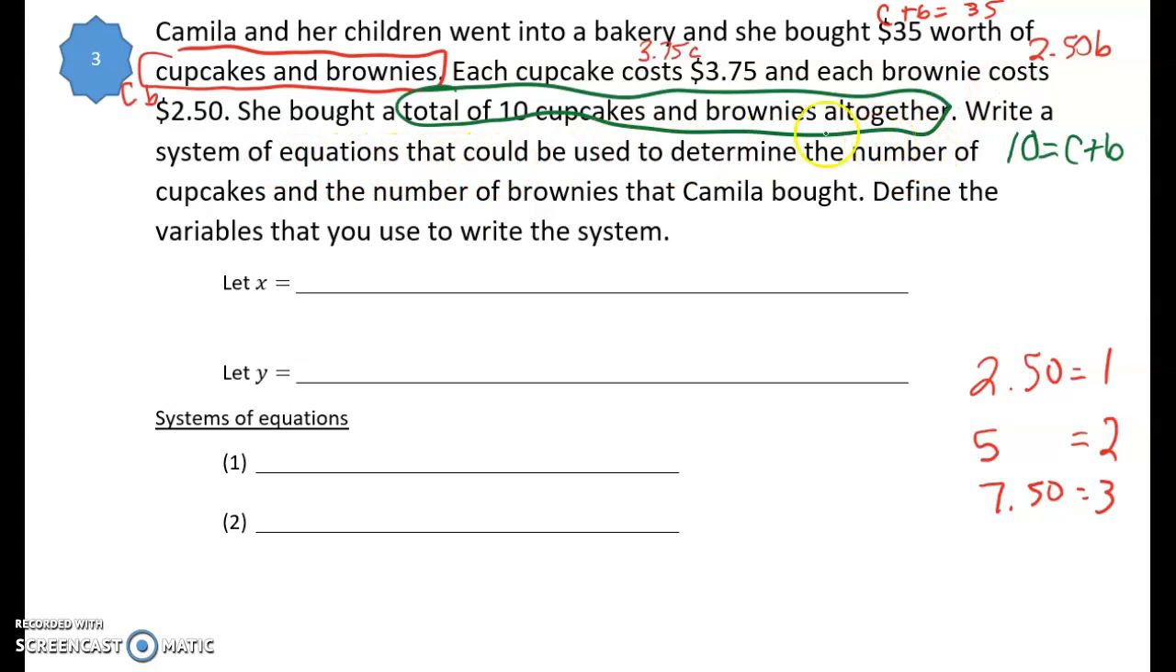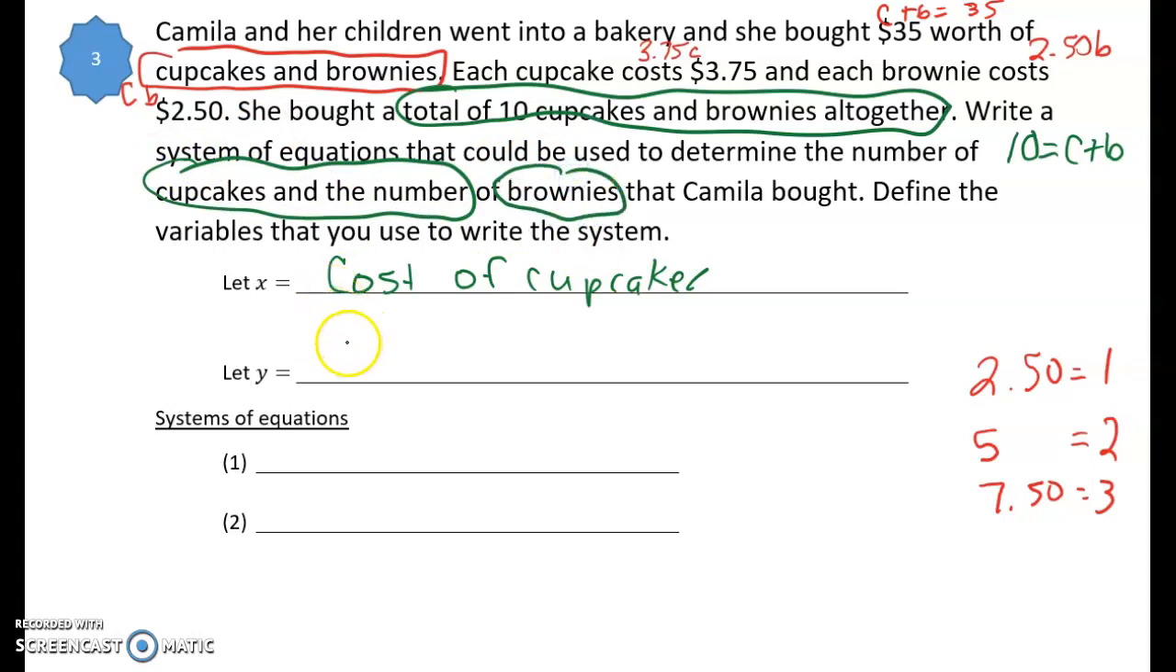Write a system of equations that could determine the number of cupcakes and the number of brownies that Camilla bought. Define the variable that you use to write the system. Okay, so they specifically want us to use X here. X could be the number of cupcakes, because we know we're doing the number of cupcakes and the number of brownies. So let Y be the number of brownies. And if you want to use B for brownies and C for cupcakes, because that helps it make sense, that's okay. Either way works.